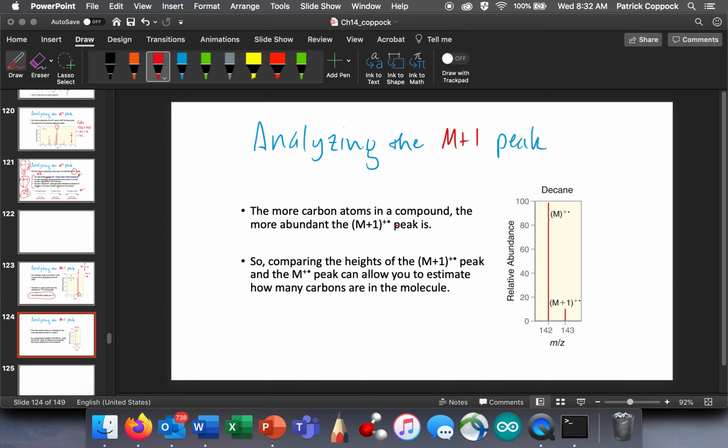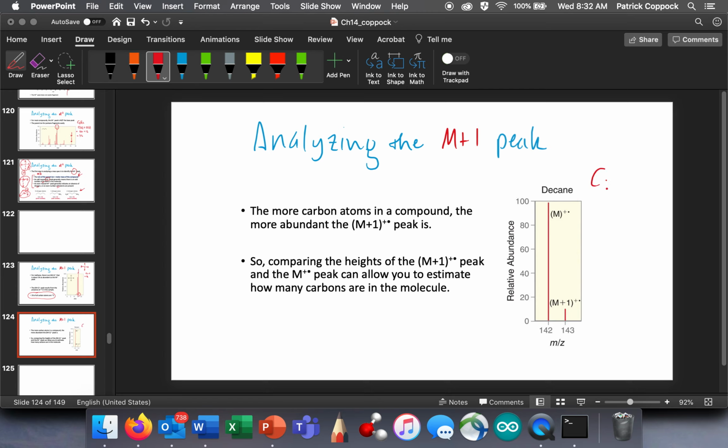All right, so the more carbon atoms in a compound, the more abundant the M+1 peak is because it's a ratio, right? So if there's a 1% chance that any carbon atom is going to be carbon-13, if you have more carbon atoms, then it increases the ratio. So for decane, this ratio is about 10 to 1, right?